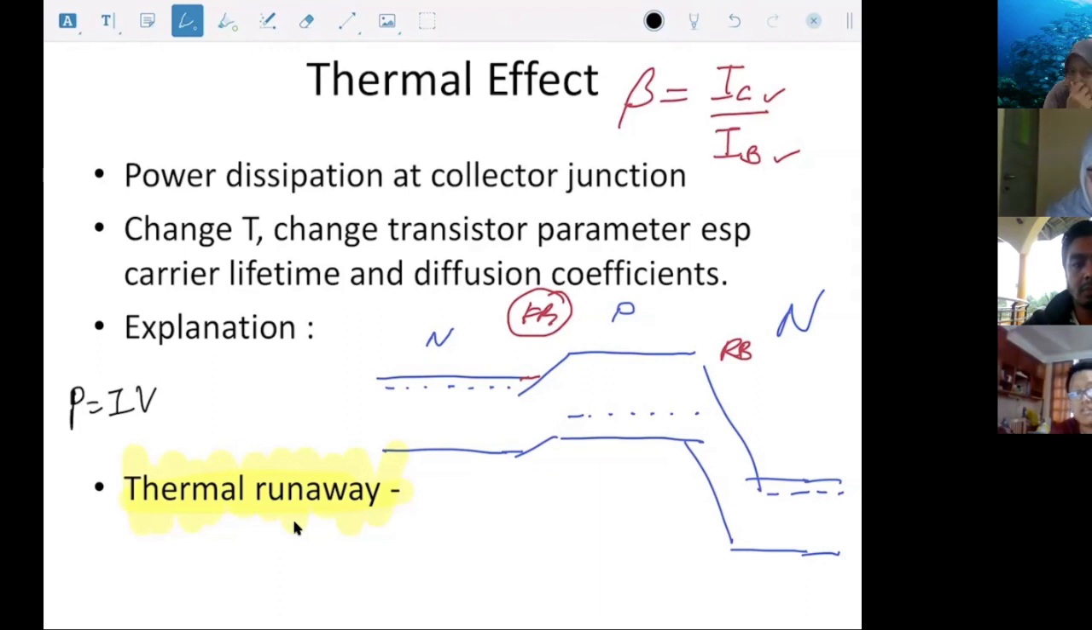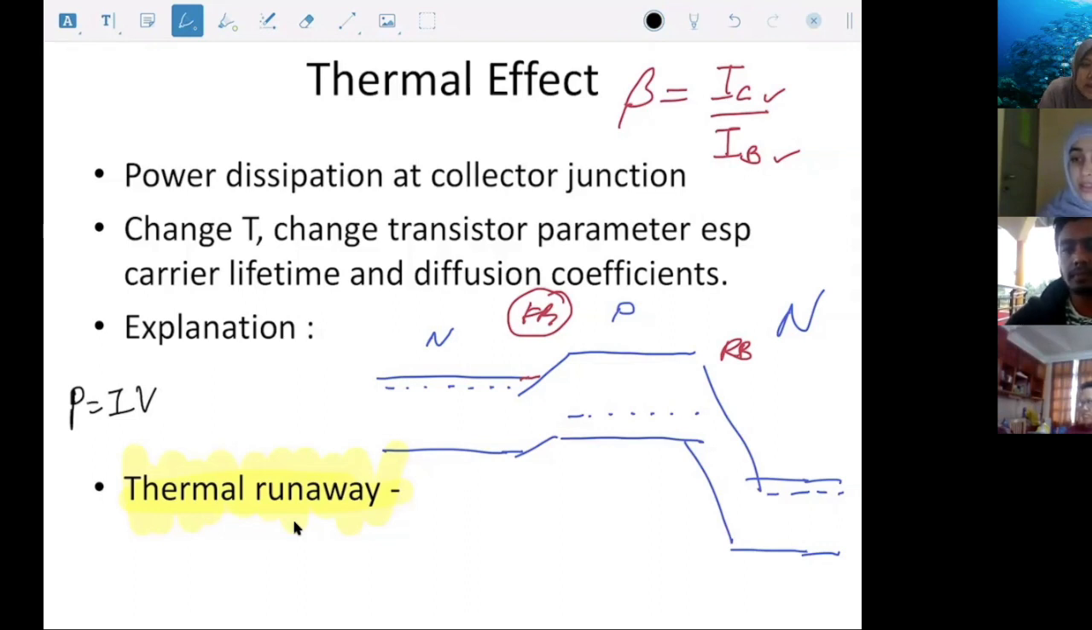How about lifetime? Okay, let's talk about lifetime. What is carrier lifetime? Anybody know what is carrier lifetime? Have we discussed this before? No, ma'am, we didn't discuss. Previously, like at the start of the course? Carrier lifetime, when we talk about defects? Maybe, I don't remember.